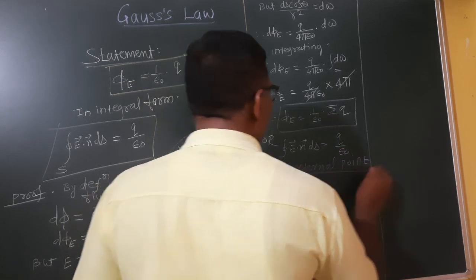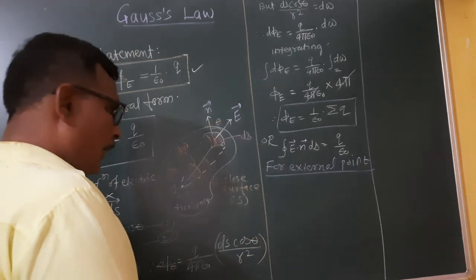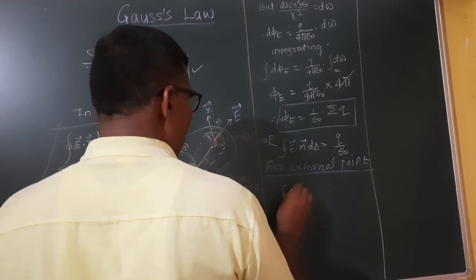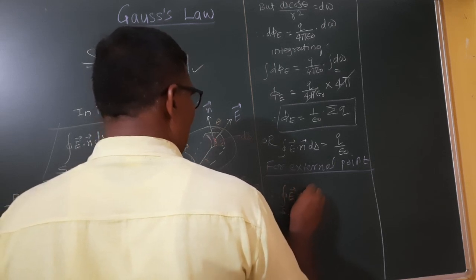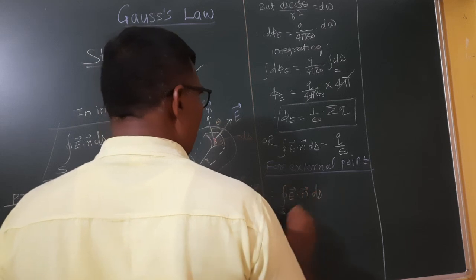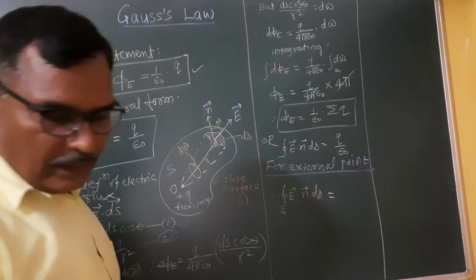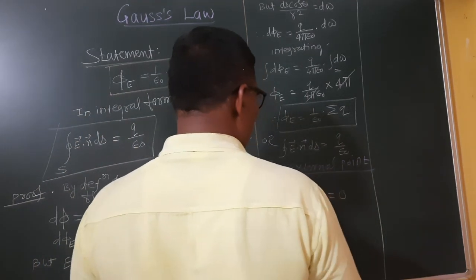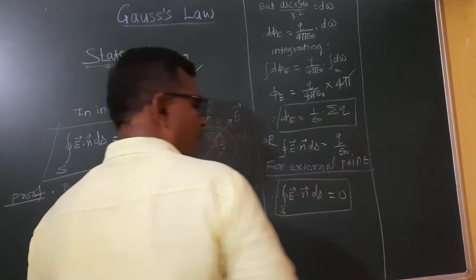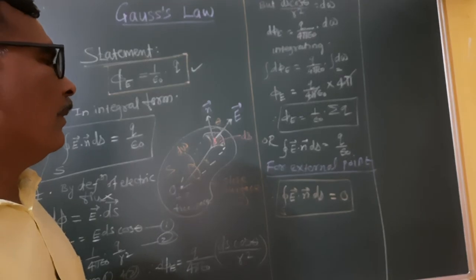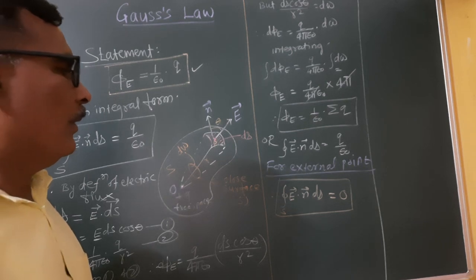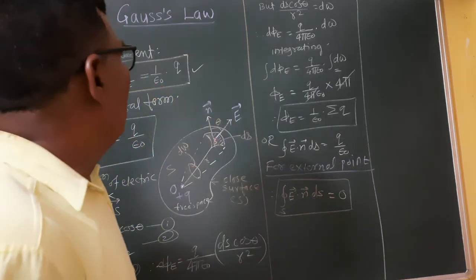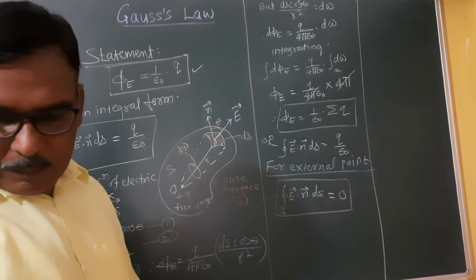What will happen when the point is outside? The surface integration over the surface S of E bar dot n cap or n bar into ds is nothing but E ds cos theta, and we consider it as 0. This is nothing but, for an external point, E bar dot n cap into ds is 0. This is the integral form of the Gauss law.